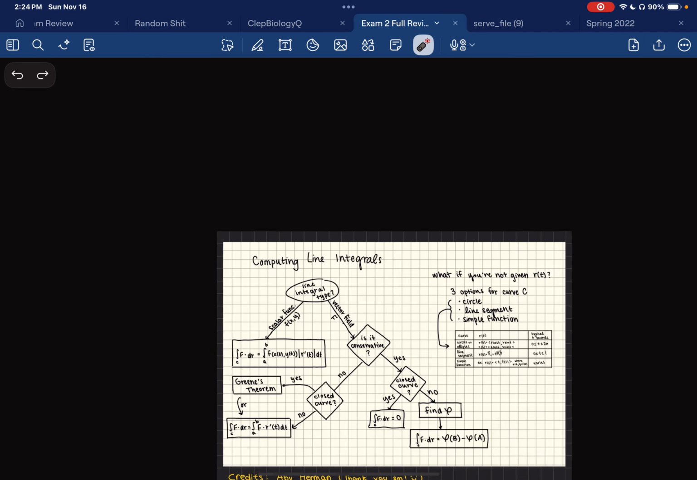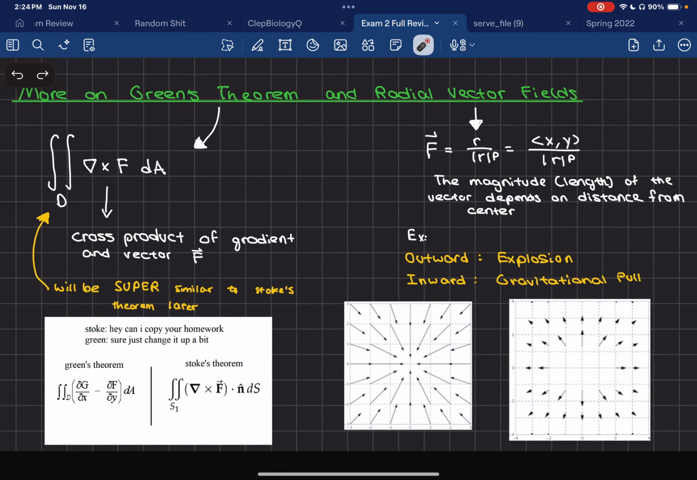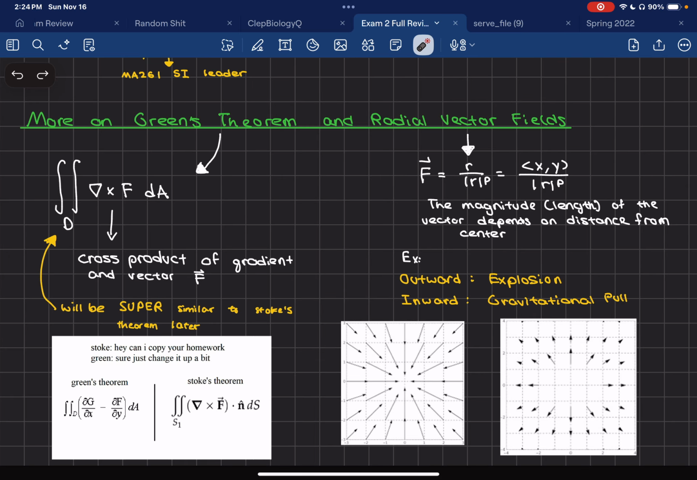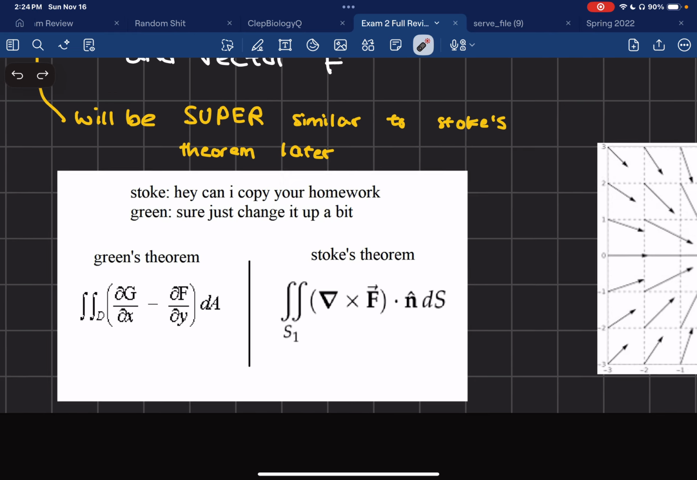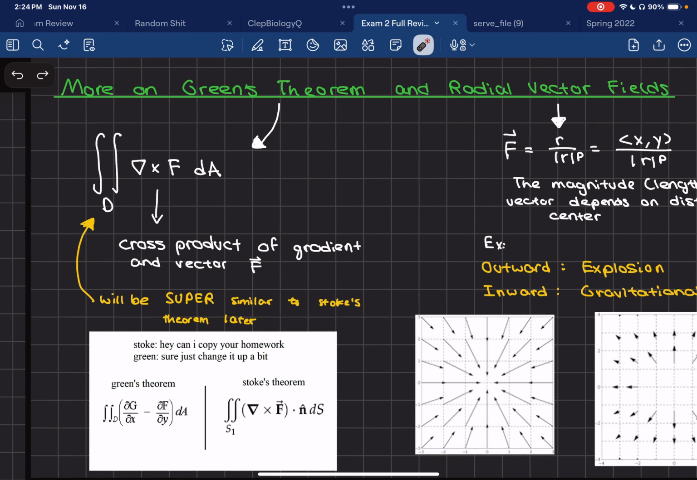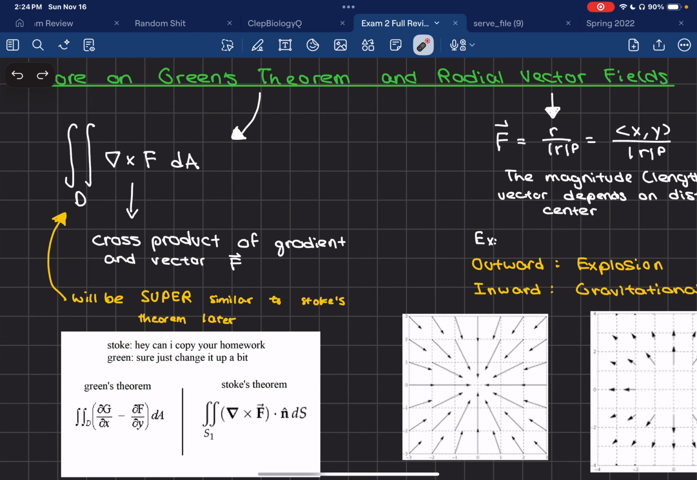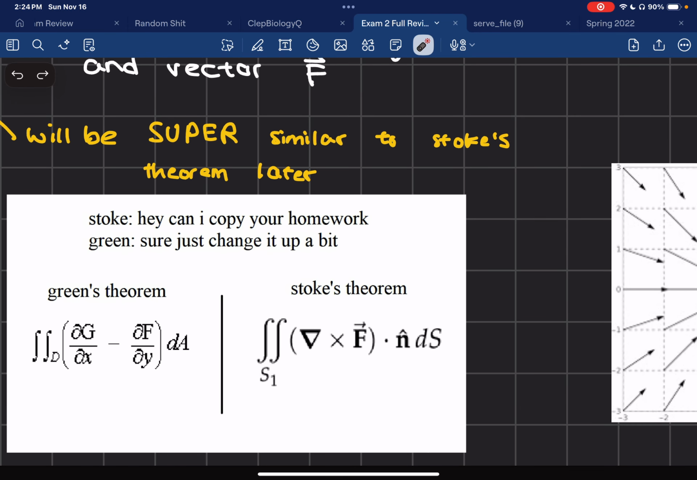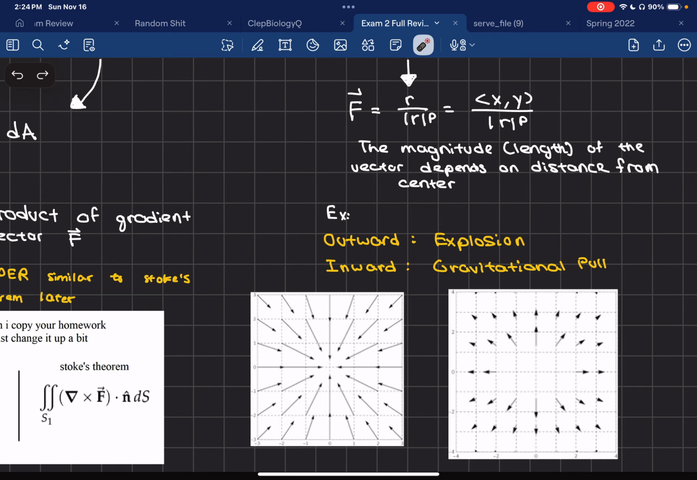Okay, so these are more on Green's theorem and radial vector fields. Green's theorem is just like the cross between the gradient and f. This Green's theorem is very similar to Stokes' theorem, which we haven't learned yet, but I put this meme in here because I thought you might think it was funny. This is just sad. Okay, and then radial vector fields.